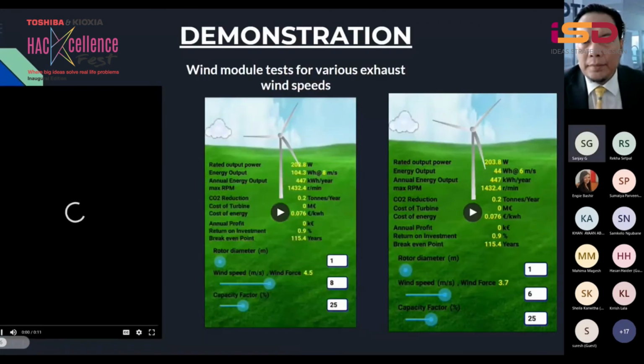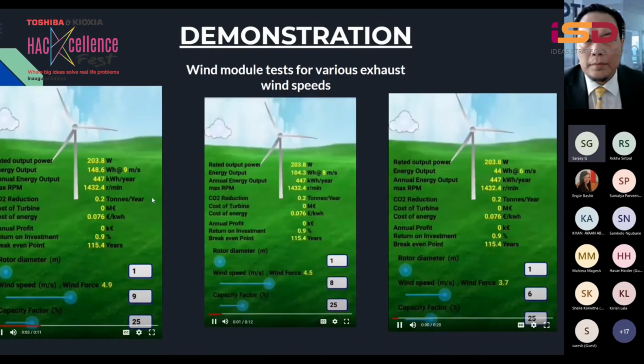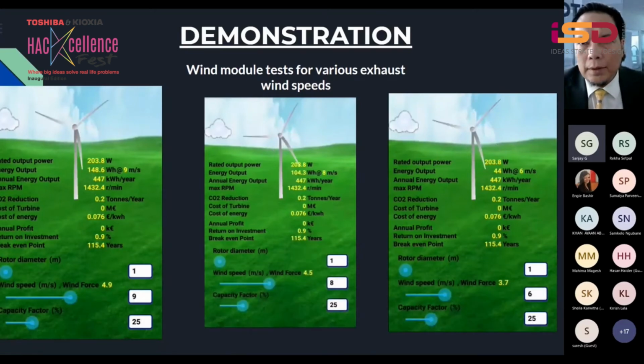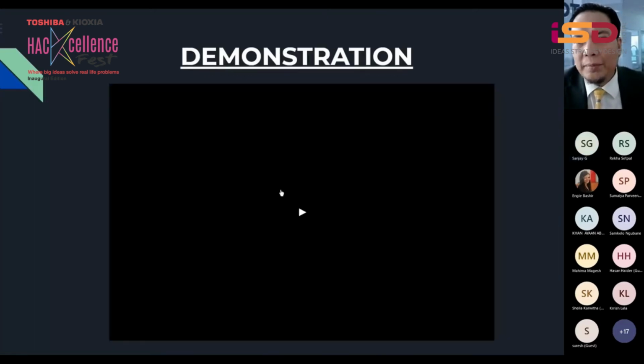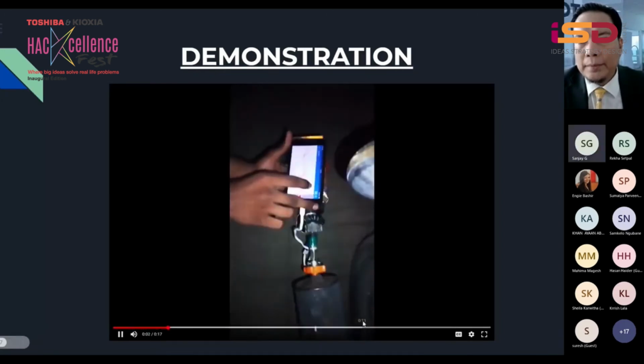This is the wind energy module test with various radius of diameters of the vehicle exhaust fitted. Yes, sir. This is the real-time demonstration of my project.